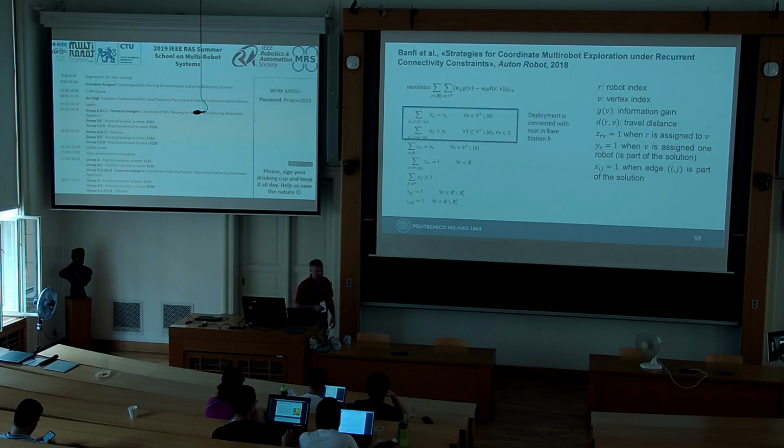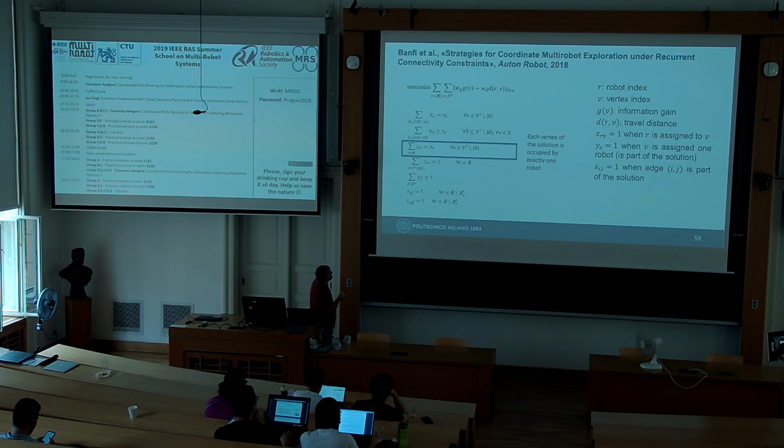So what are the constraints saying? If you look at it for 5 seconds and you're not an expert, it's not easy, but it says that the deployment that we are calculating should be connected, and it has to have the root in the base station. So this means that every information can be forwarded to the base station.